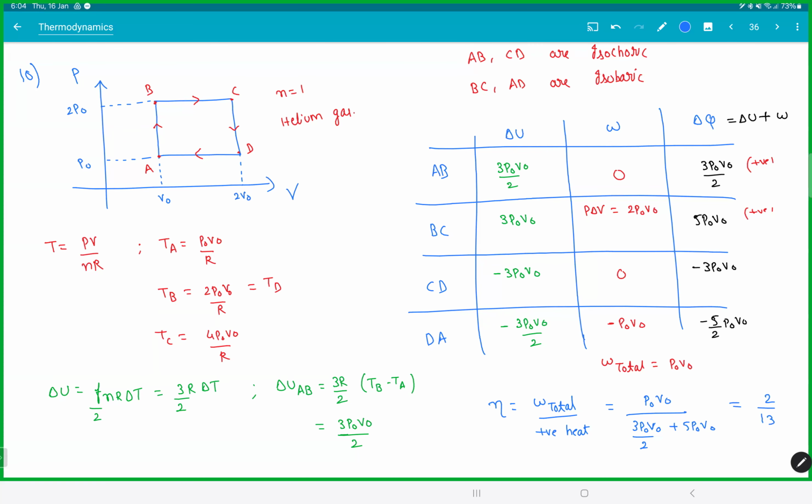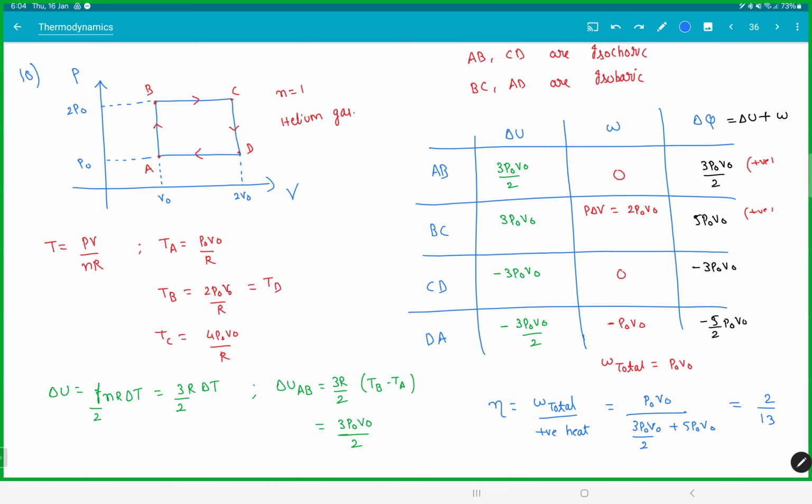Is this clear, everyone? Efficiency. If they ask you efficiency, you need to draw the table. The reason being, just by looking at the diagram, can you tell me which heat will be positive, which heat will be negative? You can't see and tell. So in order to be sure, you have to have that. Clear with this? All got what we did?